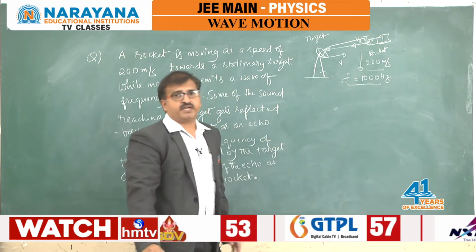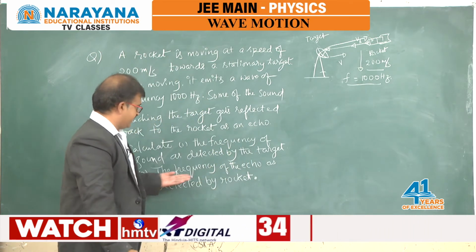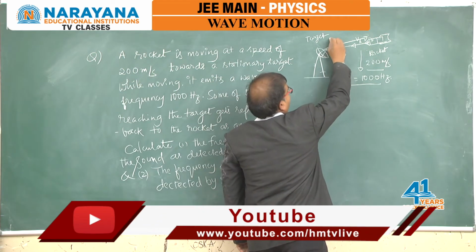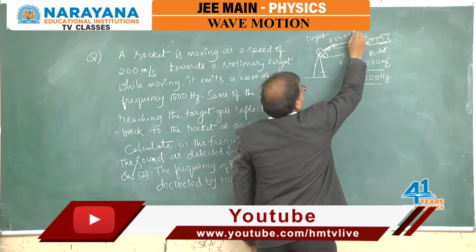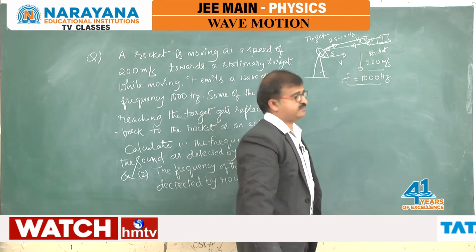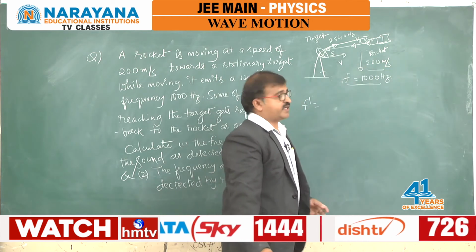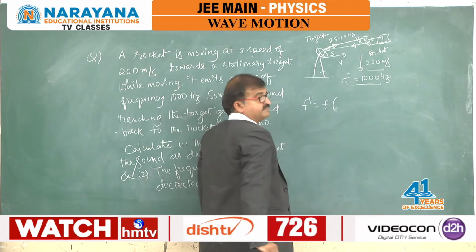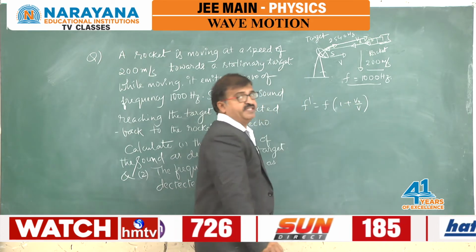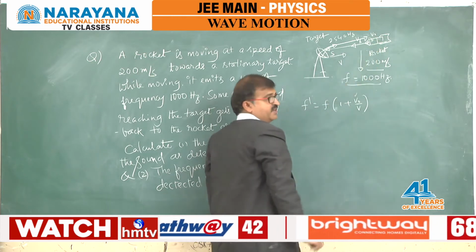Now this sound is reflected back and again received by the observer. That means the rocket is again receiving that reflected sound as an echo. So the second part is the frequency of the echo as detected by the rocket. Here in this case, this reflected back frequency, which is 2540 Hz, will act like a source for us, and the rocket behaves like an observer here.